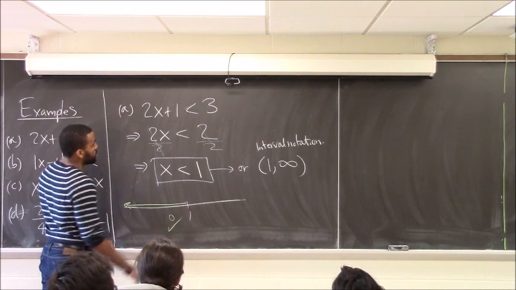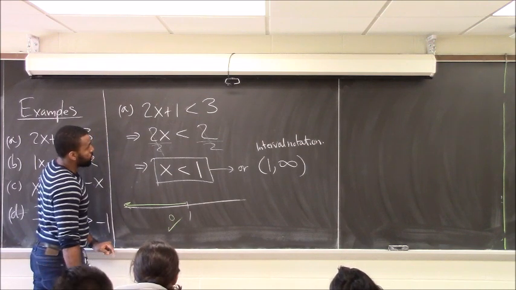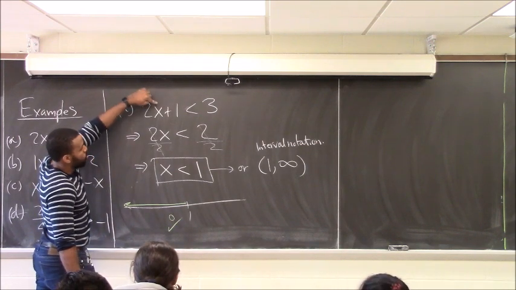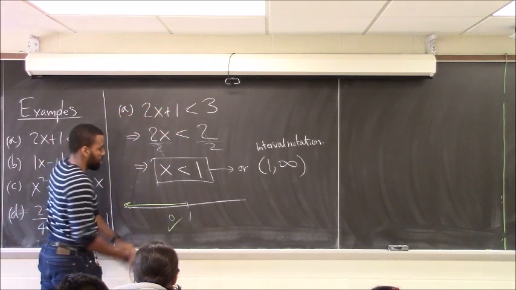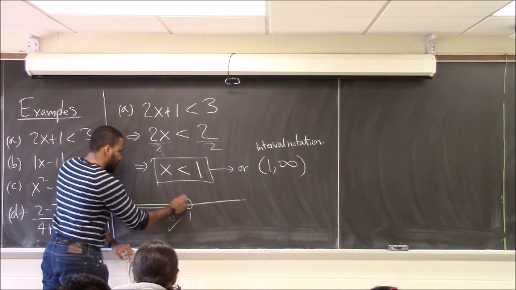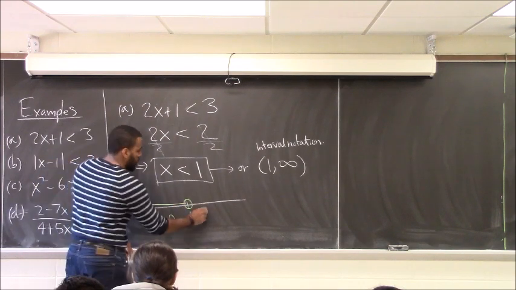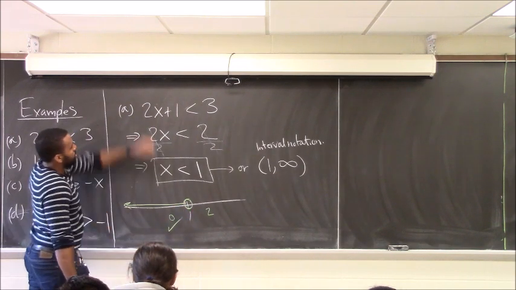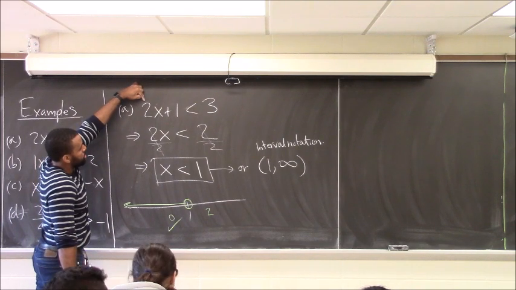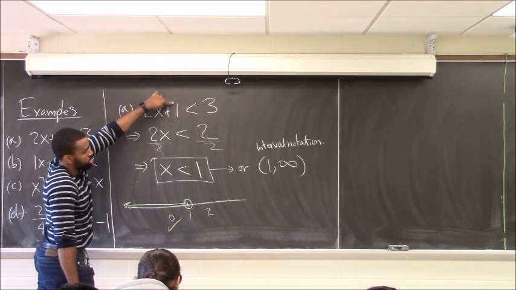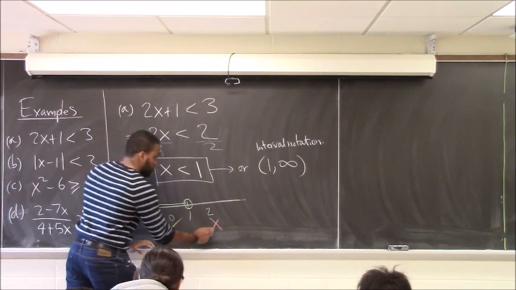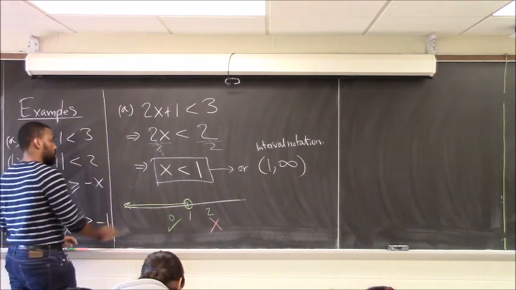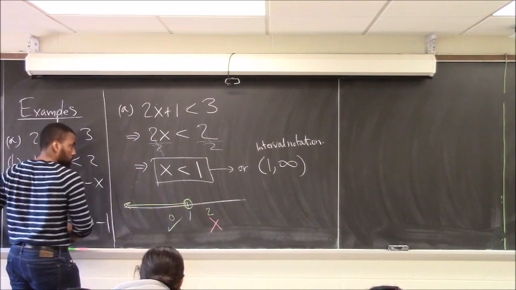x cannot be equal to 1, because if I plug in 1 here, I get 2 plus 1, which is equal to 3, but it cannot be equal to 3, so that's out. And if I plugged in a larger number here, like 2, 2 times 2 is 4, plus 1 is 5, which is not less than 3, so that does not work. So the solution is going to be less than 1.